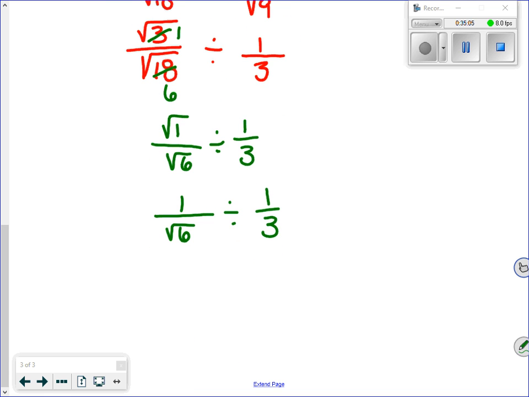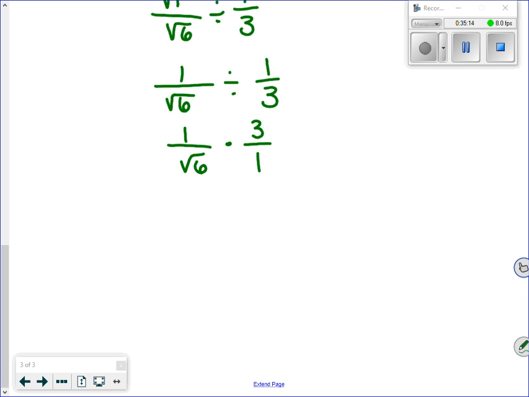This needs to become a multiplication problem. What do we need to do? Keep, change, flip. So 1 over the square root of 6 times 3 over 1. Go ahead and multiply straight across, and what do we get?